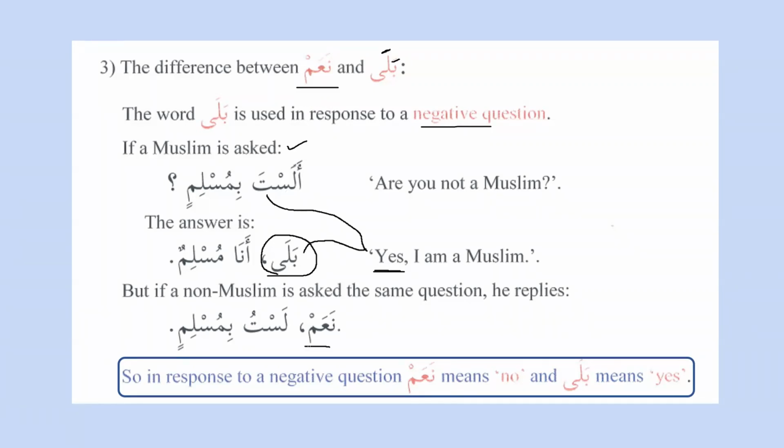But if the same question is asked to a non-Muslim, then how will he reply? He will reply with Na'am, lastu bi Muslimin. Why does he say Na'am, lastu bi Muslimin? Because in response to a negative question, Na'am means no, and Bala means yes. So there's a small difference that we need to understand. However, the only thing that we need to focus on: if the question is negative, then we have to answer it using Bala.